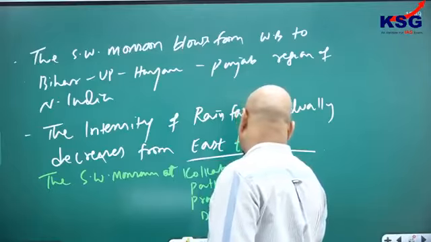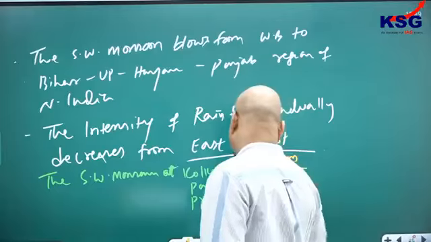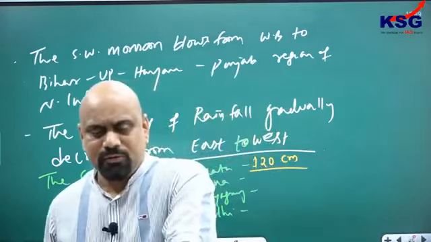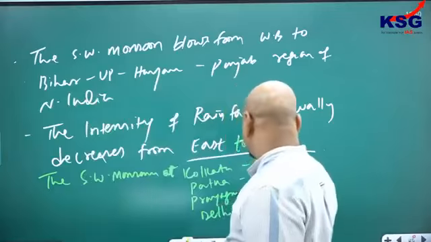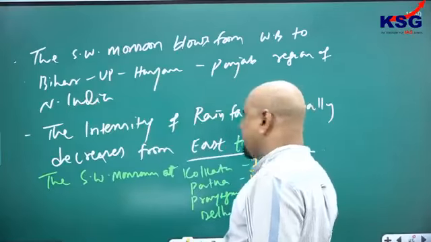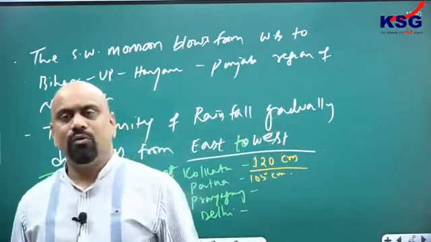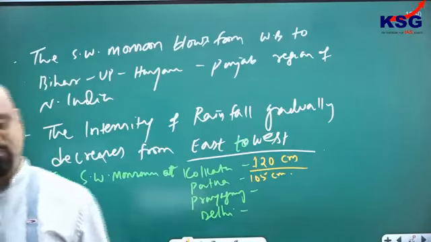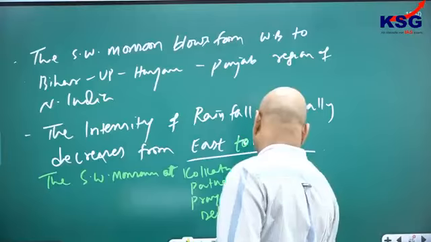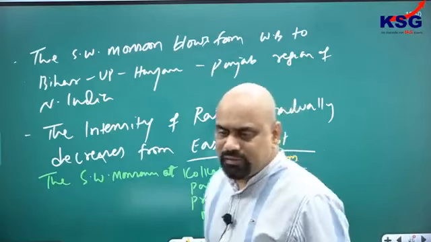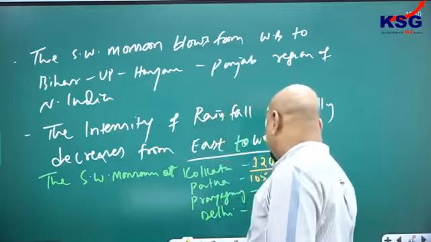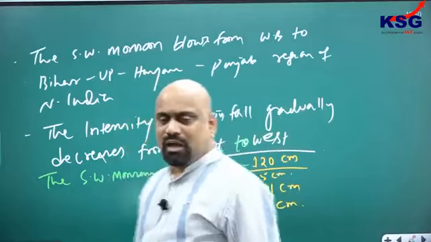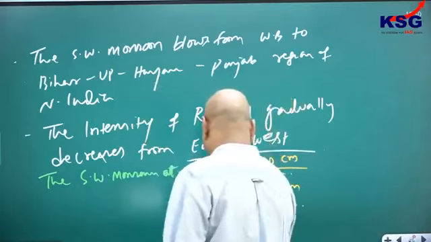In Kolkata, 120 cm is the minimum; this year it has gone up to 175 cm. 120. 105 cm in Patna. Patna is less. While it reaches Prayagraj, 91 cm. By the time it reaches Delhi it is 56 cm. And Bikaner it is 24 cm.